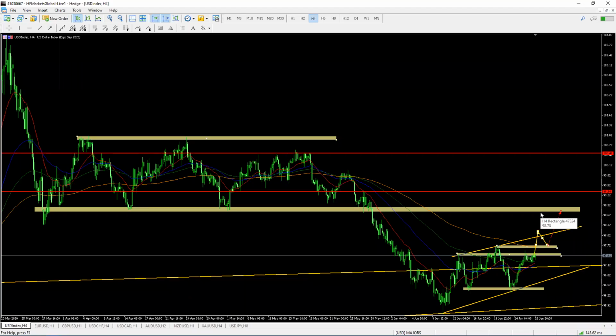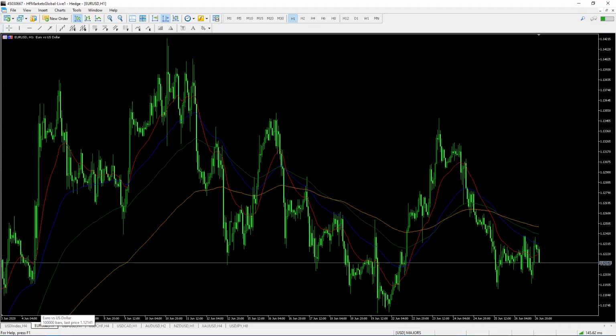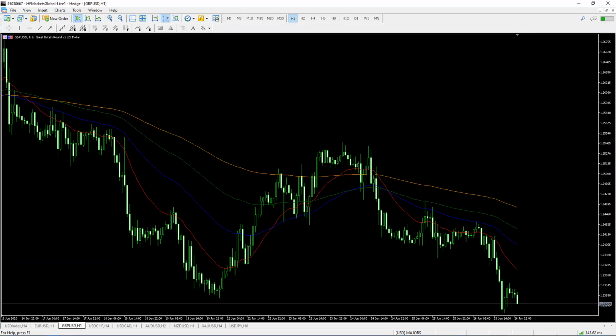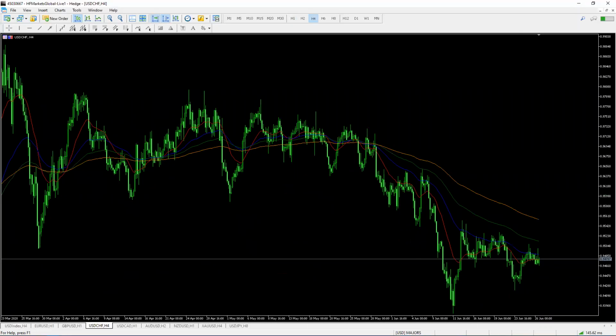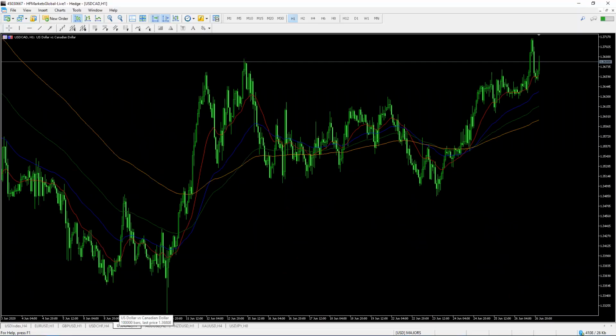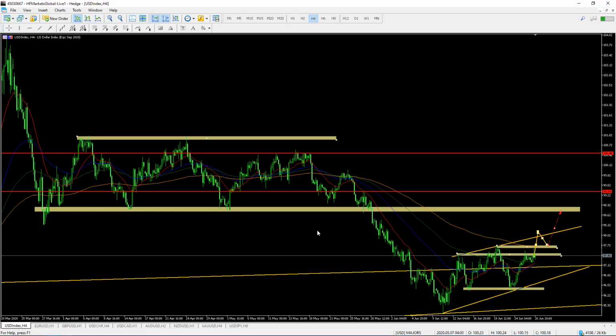Okay, so whenever the USD index is strong, then we're expecting Euro USD will be weak. Okay, GBP USD same thing, it will be weak. Then USD CHF will be strong. Okay, USD CAD will be strong. By strong I mean it will buy, by weak I mean it will sell. Okay, so this is a good reference point.